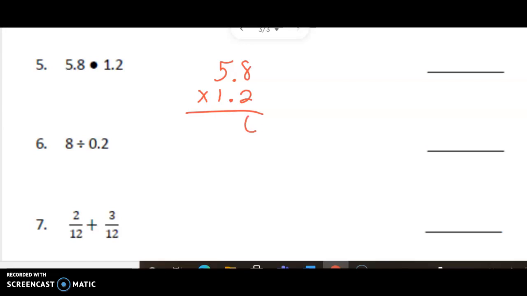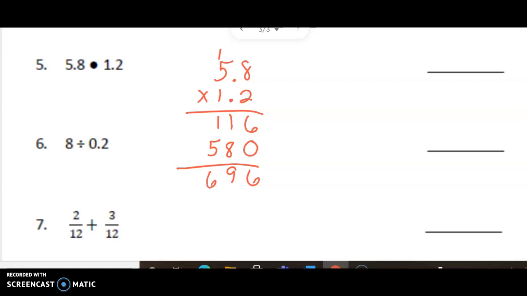2 times 8 is 16, carry my 1. 2 times 5 is 10, plus 1 is 11. Placeholder, because now we're in the second number. Don't touch those decimals. That's at the end. So we have a placeholder. 1 times 8 is 8. 1 times 5 is 5. Now I'm going to add 6, 9, 6.